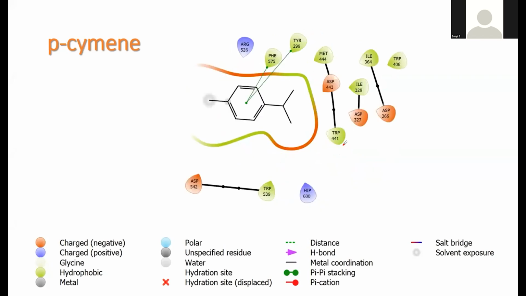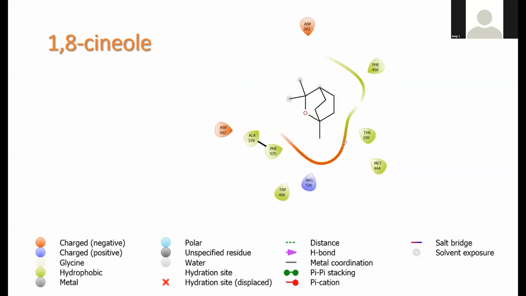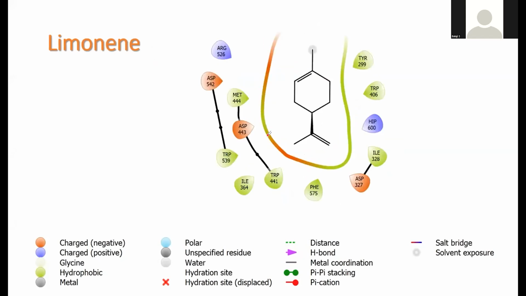And then p-cymene is having pi-pi interactions, right? And then thymol is also having a pi-pi stacking interaction. And then 1,8-cineol. So some of these are not having hydrogen bond mediated interactions. They do have a hydrophobic interaction. So for example, this 1,8-cineol is having just a hydrophobic interaction. Alpha-pinene is also having hydrophobic interactions. And then limonene is also having hydrophobic interactions.